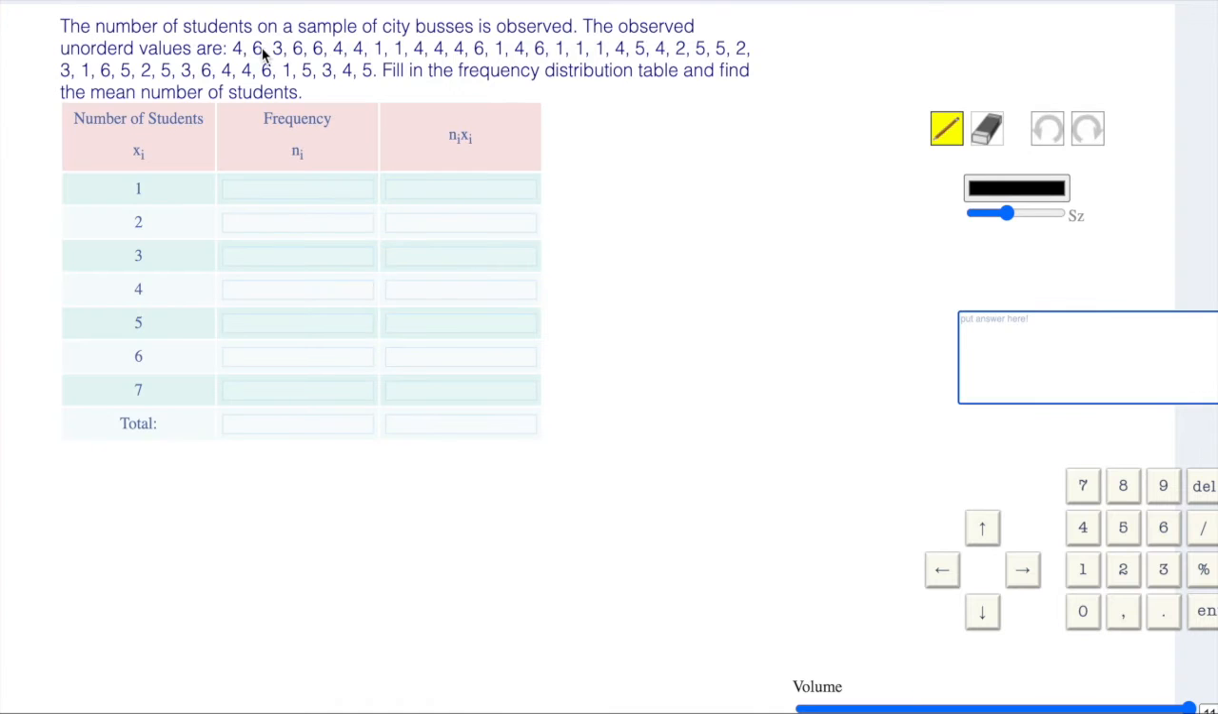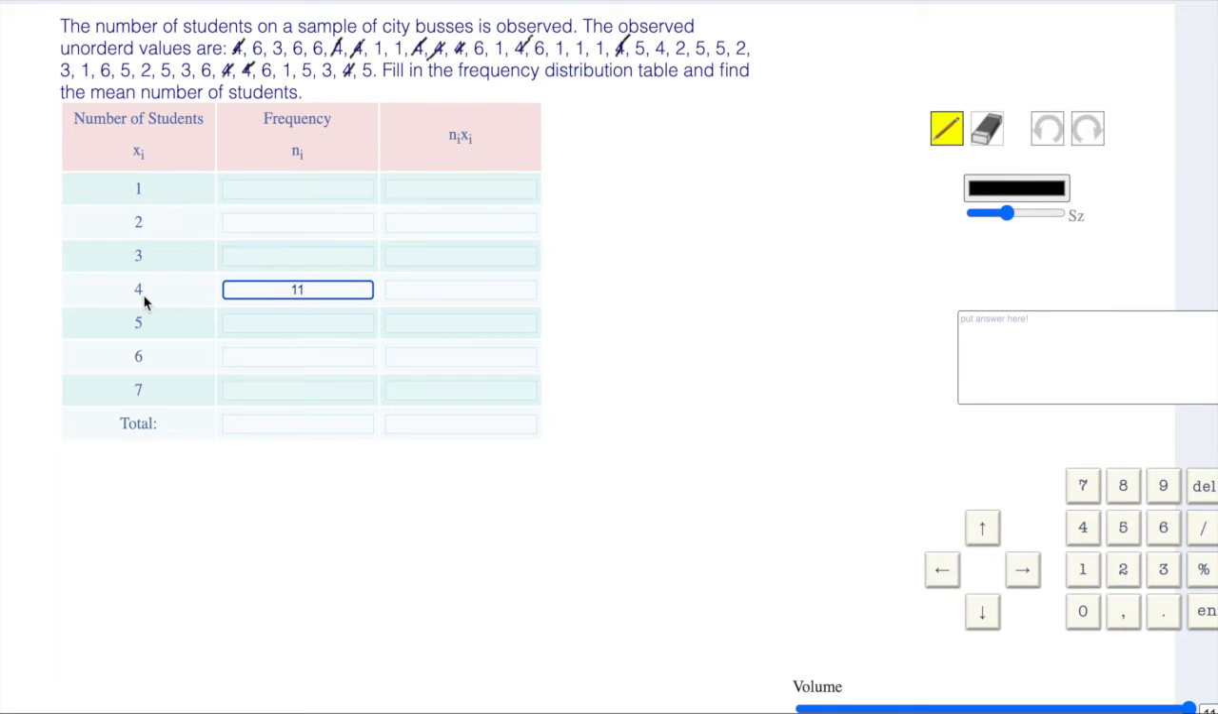The mean: the number of students in a sample of city buses is observed. Here, you're given the values, they're unordered, and then you have to populate the table. If we're looking at the number of 4s, use my pen tool, cross off 1, 2, 3, 4, 5, 6, 7, 8, 9, 10, 11 4s. And we're talking about students on city buses.